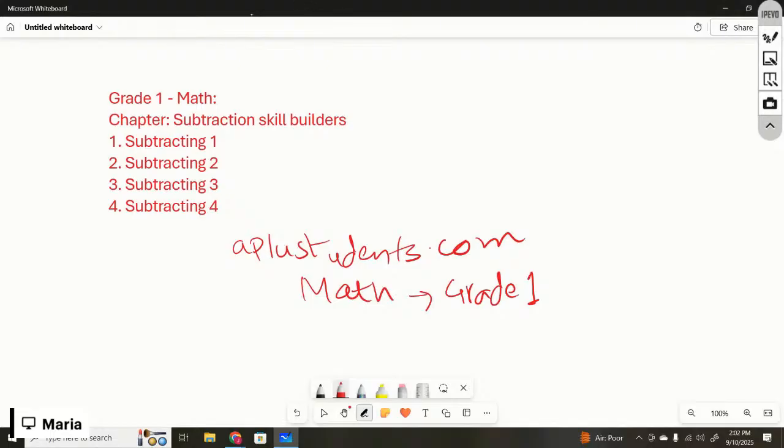We're going to start with the chapter Subtraction Skill Builders. The lessons we're going to cover today are subtracting 1, subtracting 2, subtracting 3, and subtracting 4. So please make sure you have your notebook and pencil so that you can note down the important examples and definitions as well.